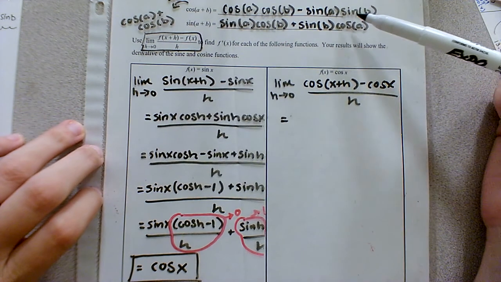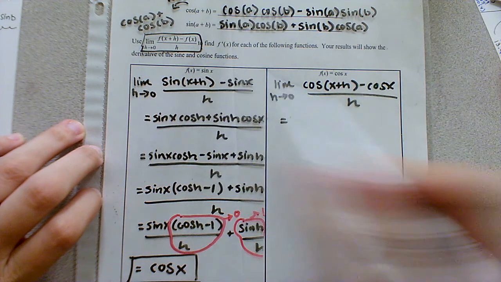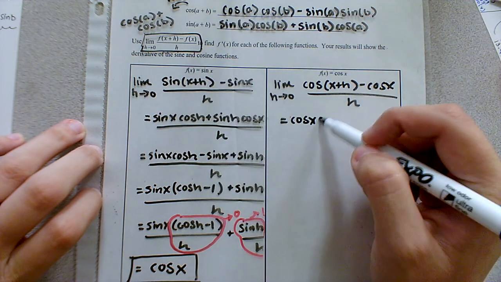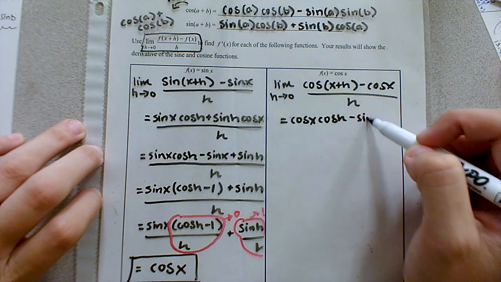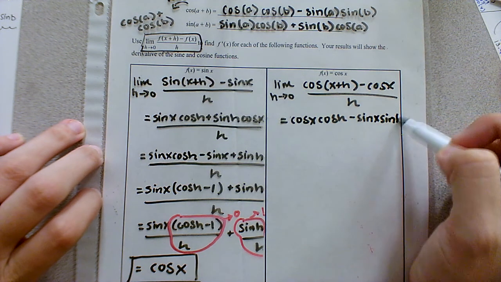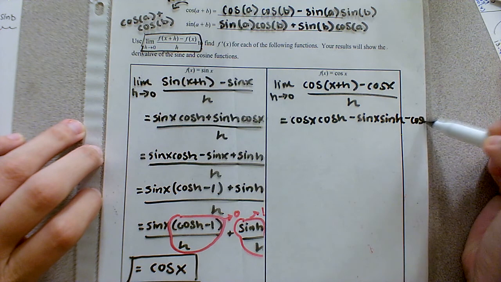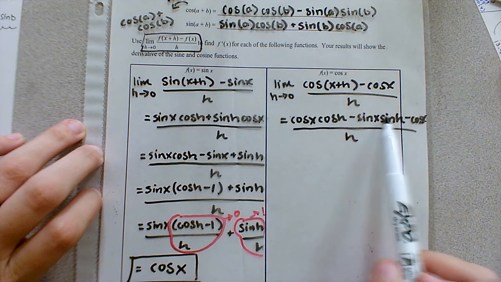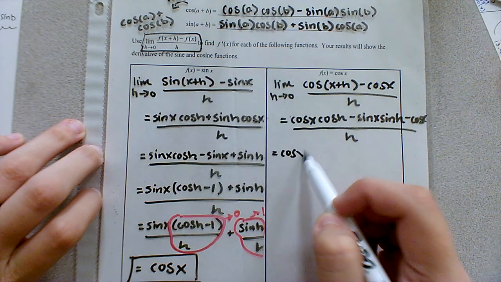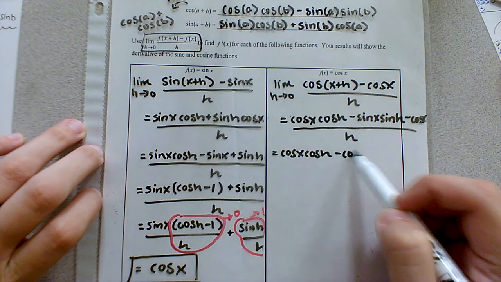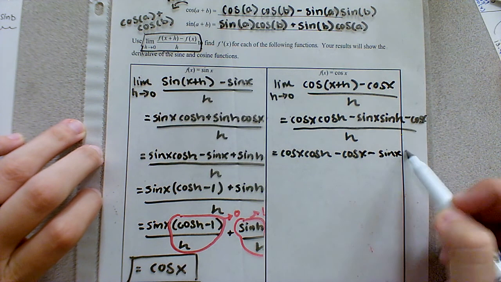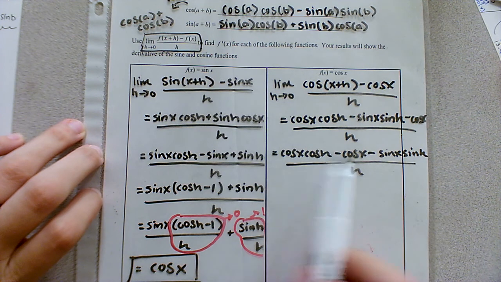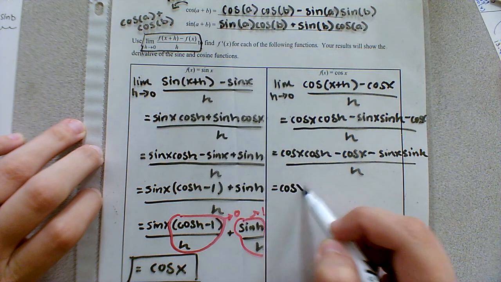We're going to apply the identity at the top because we're adding two things together. So using the cosine identity, just with x's and h's this time, we'd have cosine of x, cosine of h, minus sine of x, sine of h, and we still have the subtraction of cosine of x on the end. Again, I'm going to switch the order of these two terms. And the reason I want to do that is because since both of these have a cosine of x in common, I can factor that out.